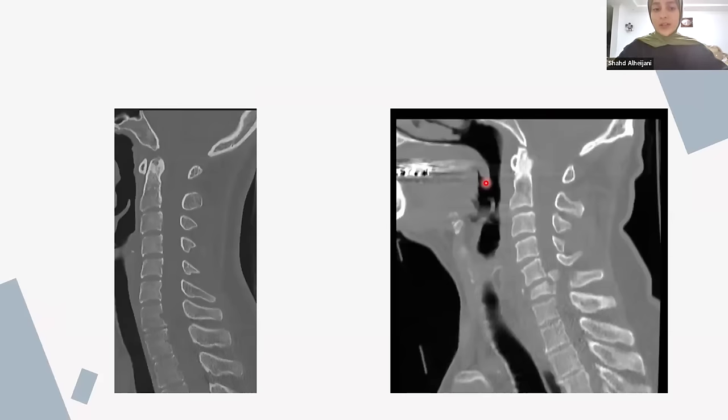What is the plane we're looking at? Which plane is this? Okay, sagittal plane. Okay, bone. Yes, bone. This is the window. So we have the bone window and the sagittal plane. Okay, so this is the normal CT where you can see the bones. And this is our patient. Do you see anything abnormal here?